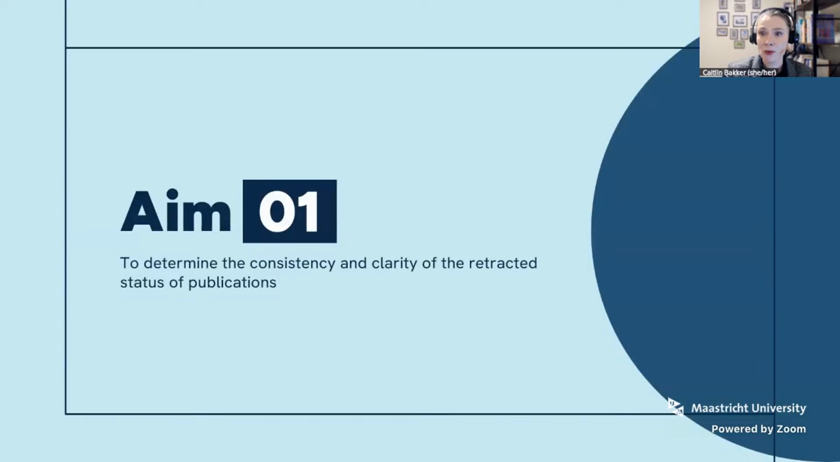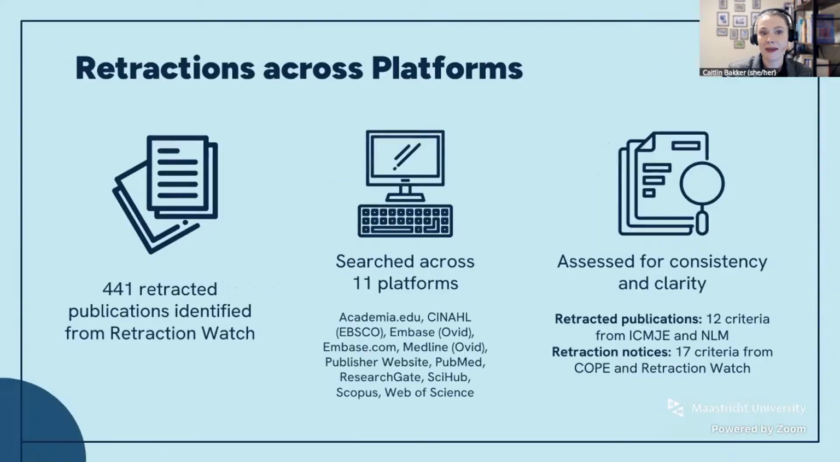So to address our first aim, we focused on the field of public health. So we analyzed 441 retracted publications in the field of public health, which were identified using the Retraction Watch database. We searched for each retracted publication in 11 different platforms that are commonly used by public health researchers to find scholarly information. And we found over 2,800 records for these publications in these different resources. We then assessed how consistently retracted publications were flagged as retracted and how clear and complete their retraction notices were. And we assessed this based on criteria from the Committee on Publication Ethics, or COPE, the International Council of Medical Journal Editors, or ICMJE, the National Library of Medicine, or NLM, and Retraction Watch.